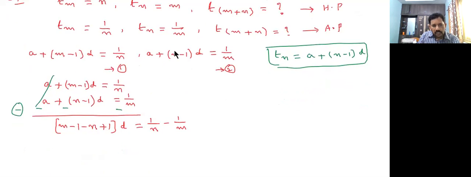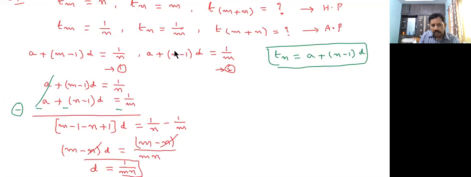After this, 1 minus 1 cancel. We get m minus n into d. Right hand side take the LCM. mn is the LCM. Numerator we get m minus n. See, m minus n cancel. What is the d value here? 1 by mn. We got d.